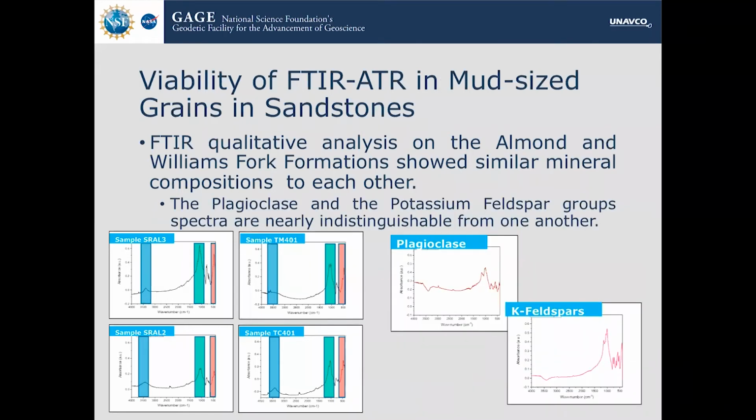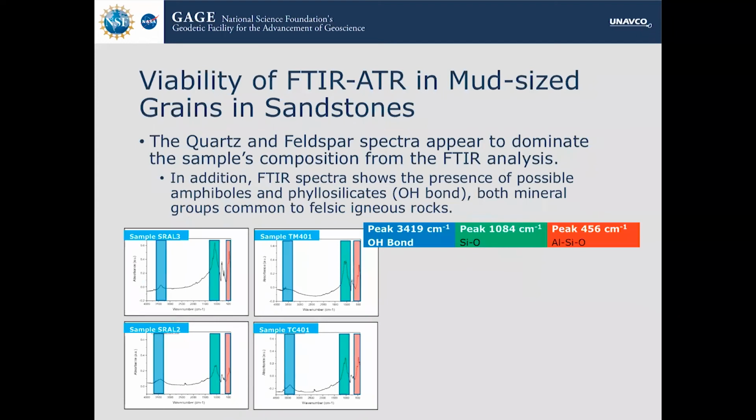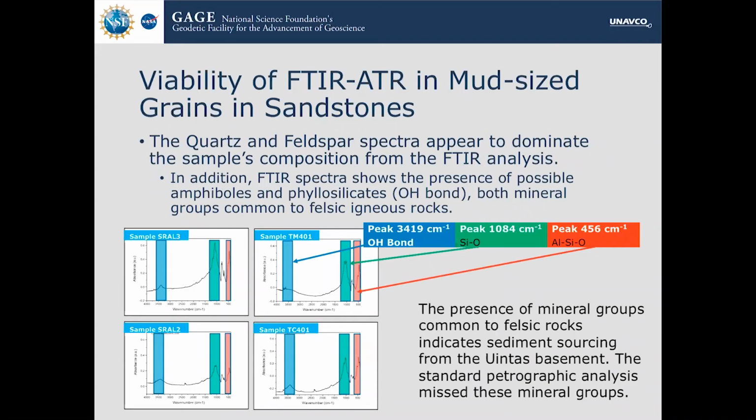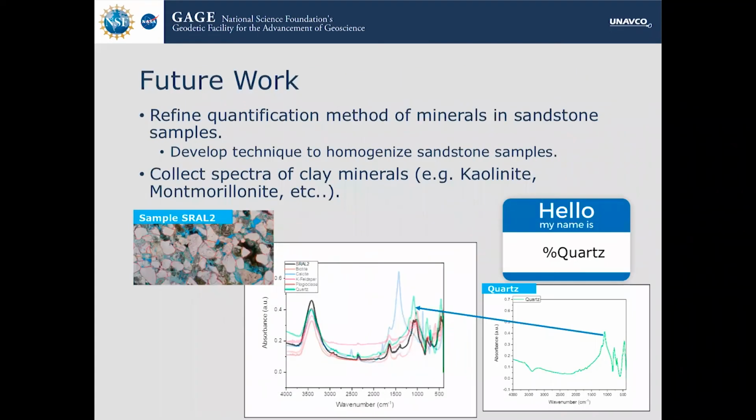Also, plagioclase and K-feldspar groups, just letting you know, are very hard to tell the difference between, and they're very similar in the IR spectra. So that was one thing that we found that was a little challenging. Also, quartz and feldspar tend to dominate in the sample spectra, and the OH bond, as I said earlier, indicates the presence of mineral groups common to felsic rocks, which indicates sediment sourcing from the Uintas basement. The standard petrographic analysis missed these possible mineral groups.